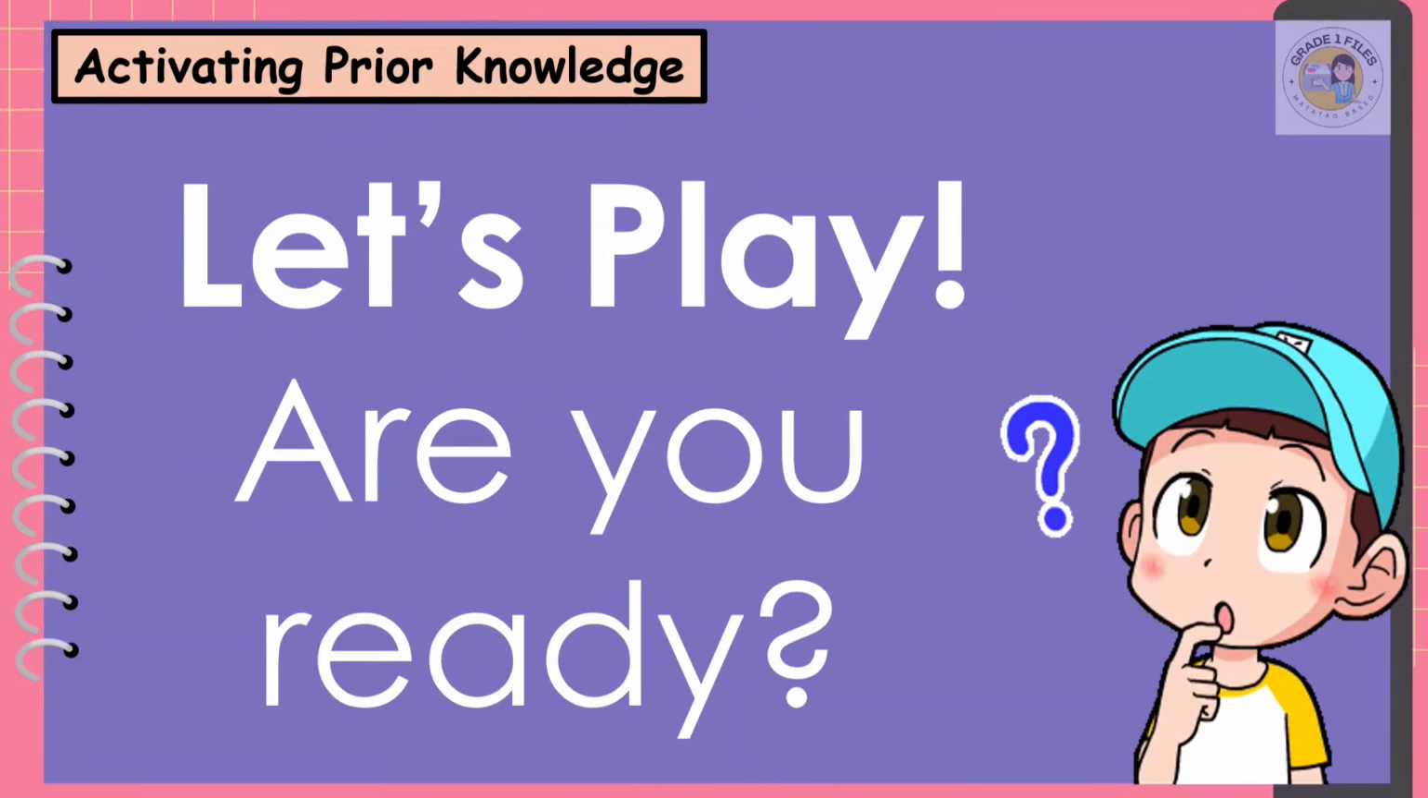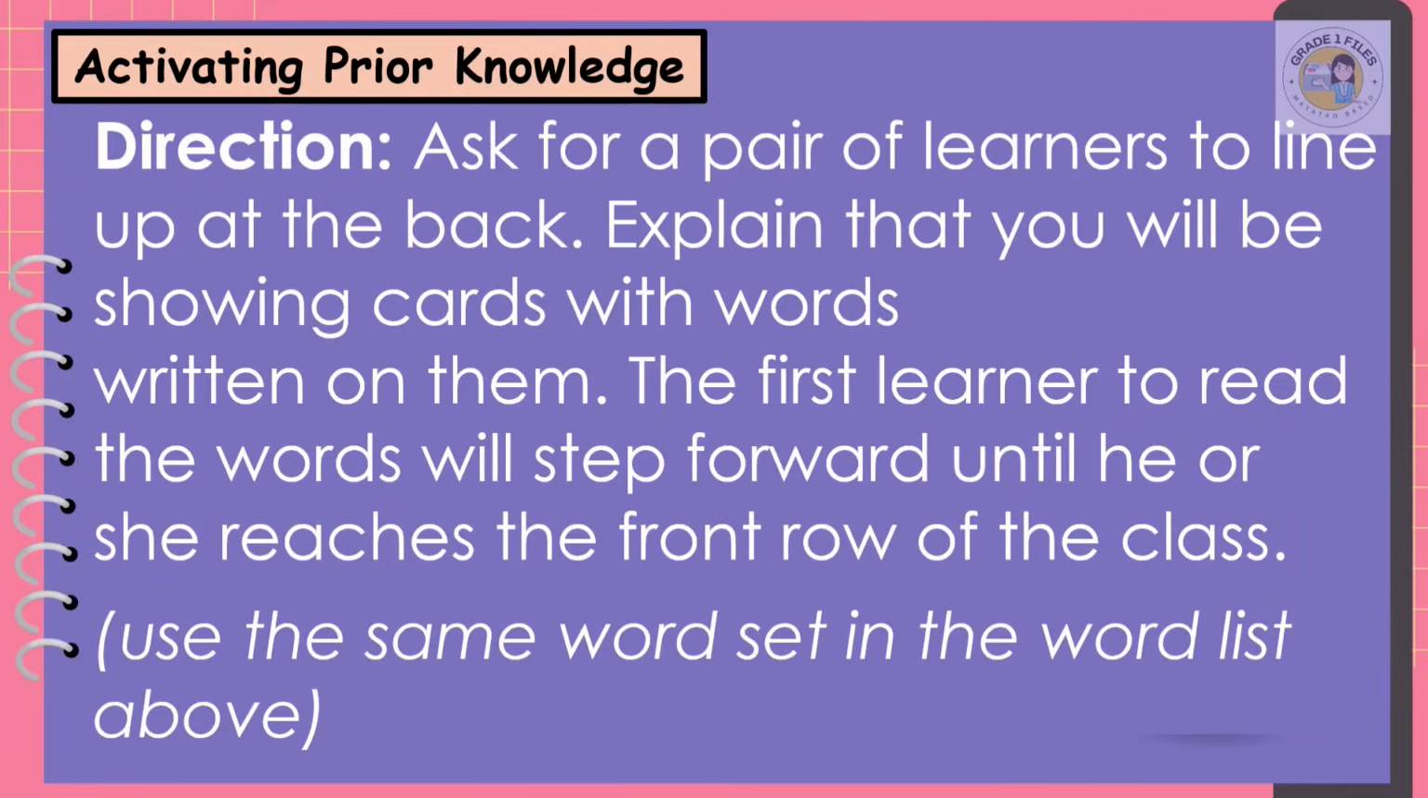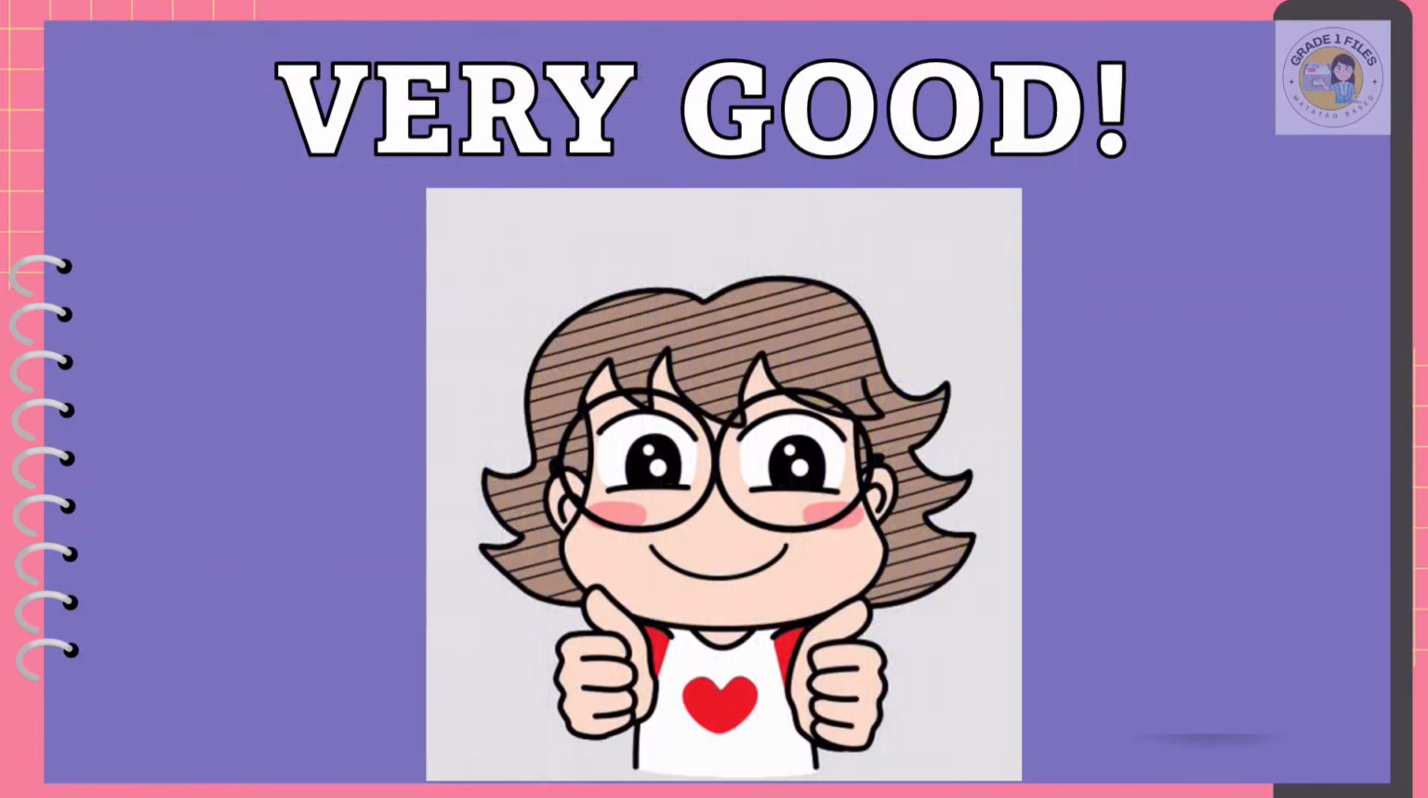Now let's play. Are you ready? Ask for a pair of learners to line up at the back. Explain that you will be showing cards with words written on them. The first learner to read the words will step forward until he or she reaches the front row of the class.